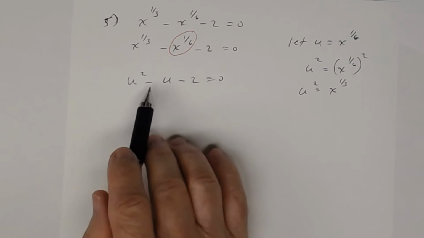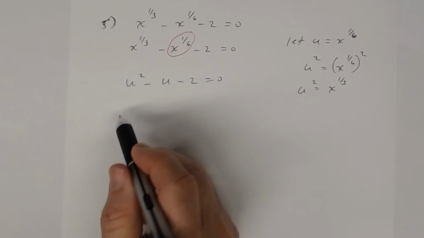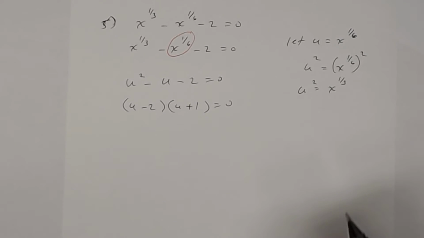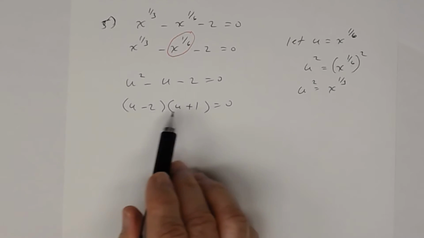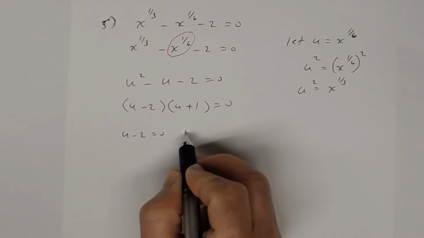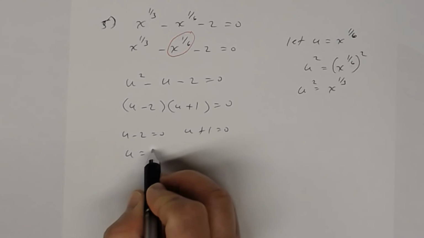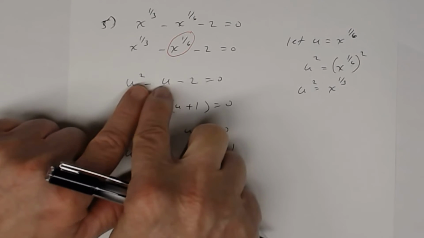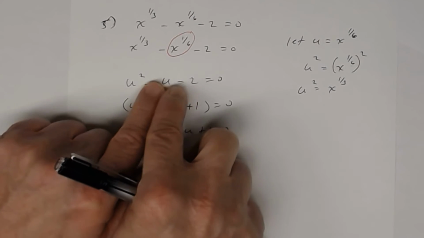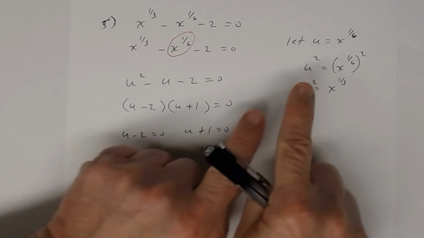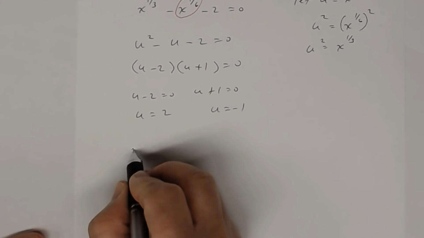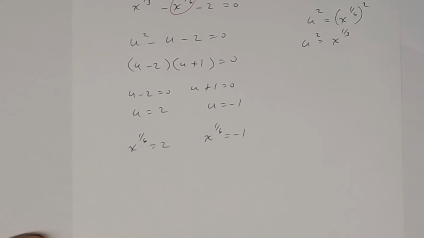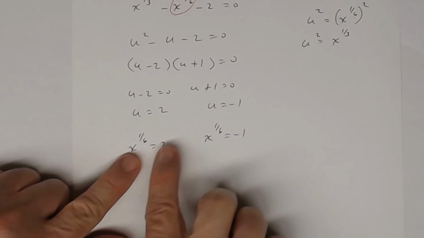And now we have this quadratic equation. Let's go ahead and factor this. When I factor this, I get u minus 2 times u plus 1 equals 0. Setting each factor equal to 0, I get u minus 2 equals 0 and u plus 1 equals 0. So u is 2 and u is negative 1. Now remember, these are the solutions to this quadratic equation, but I want to solve the original equation, which had a variable x. So I have to resubstitute now. I get x to the 1/6 equals 2, and x to the 1/6 equals negative 1. Now I want to solve for x.